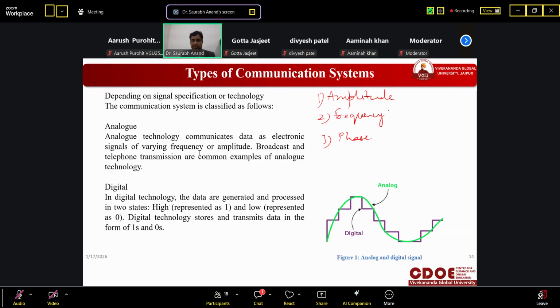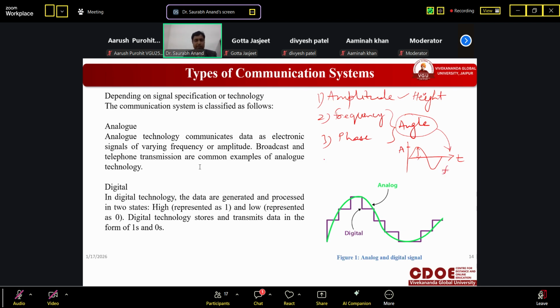Frequency and phase actually show the angle of the signal, and amplitude is the height. Suppose we are drawing a signal like this, for example. This is the height of the signal, and it shows the amplitude. And this is time. Frequency, or we can say angle, is shown in terms of time.